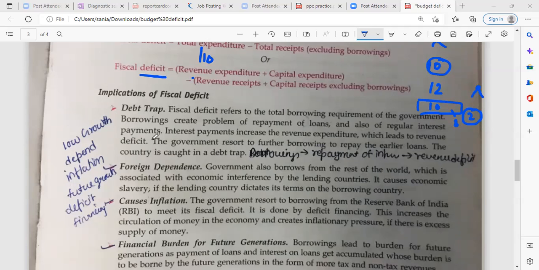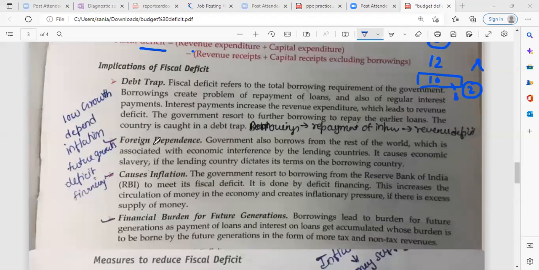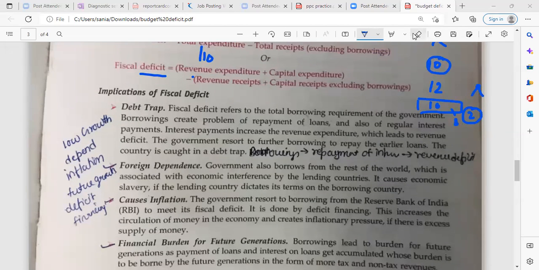Okay. Now next point is foreign dependence. Everyone will be writing this in points. First debt trap, what is debt trap, we all know, and this foreign dependence. Now what happened? For example, this is a country. The government is running the country, and somewhere they expended a lot, and because of that they have to take money. So what happened?